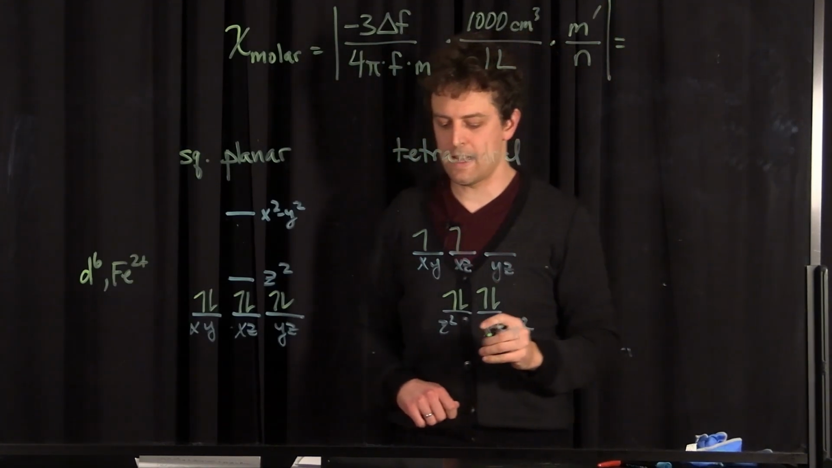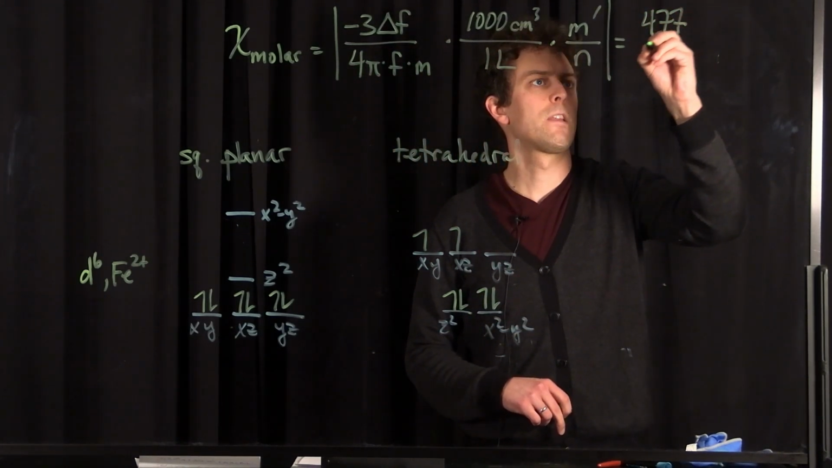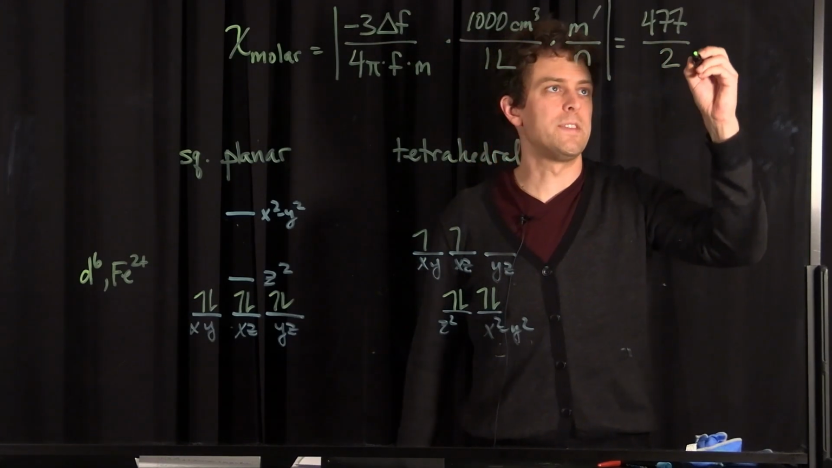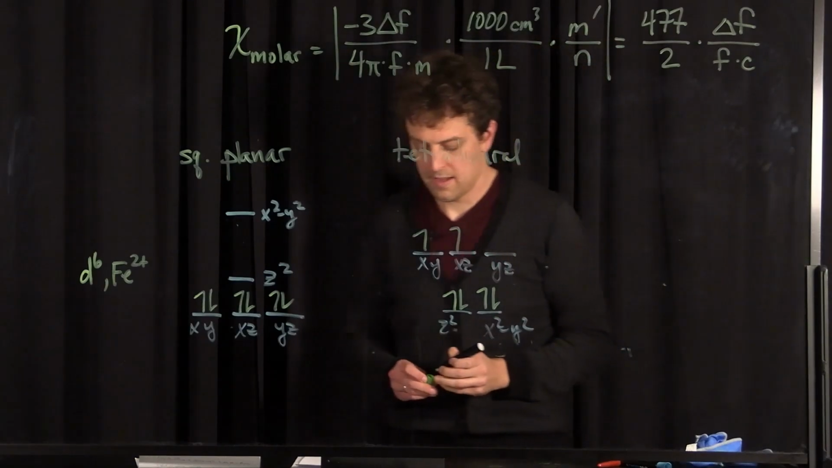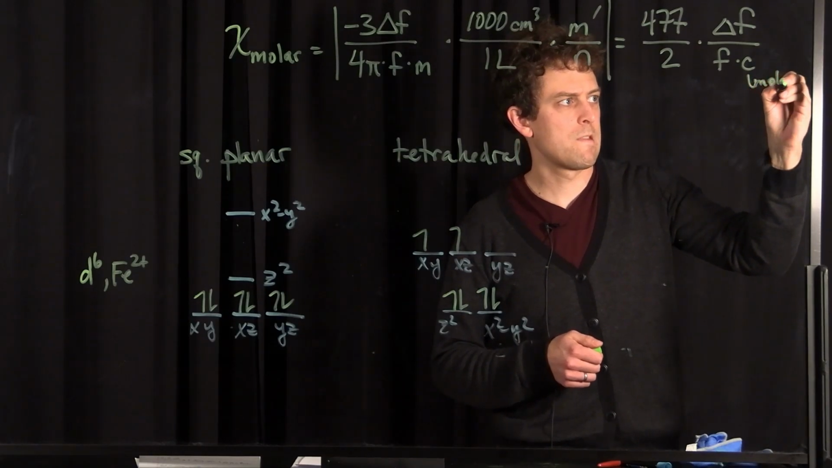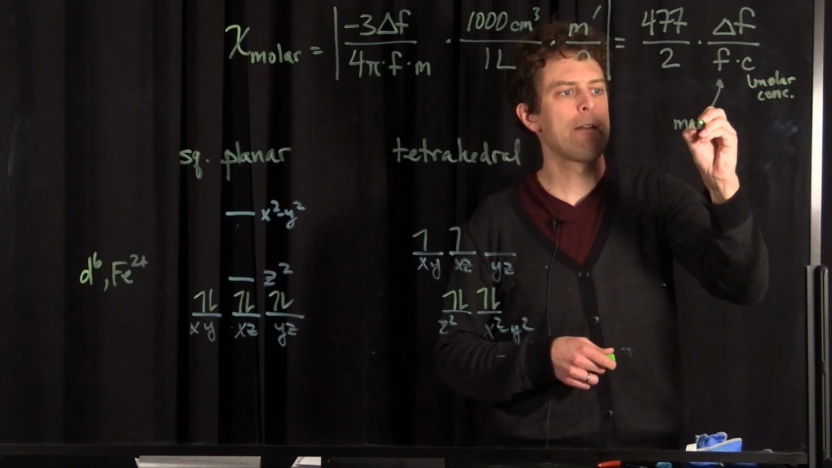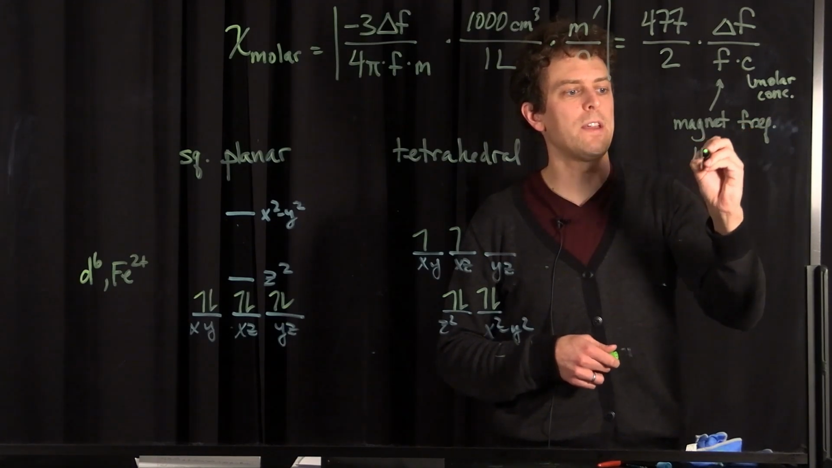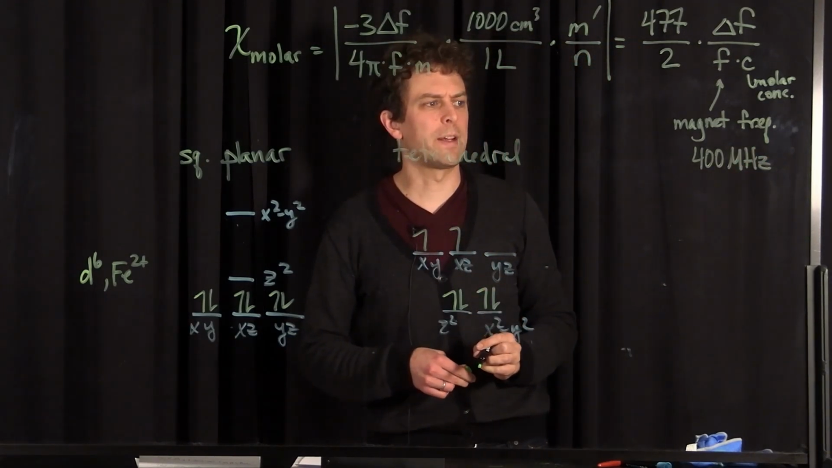If we simplify that down, we get 477 divided by essentially 2 times delta F over F times C. And here, C is our molar concentration. F on the bottom is our magnet frequency. In this case, we have a 400 megahertz or 400 million hertz spectrometer.